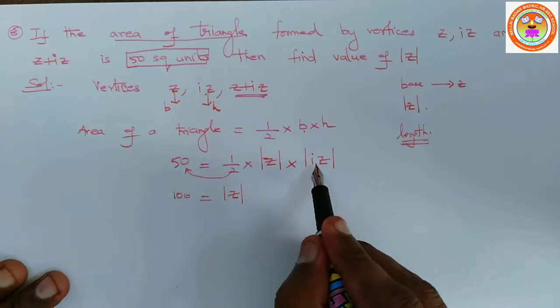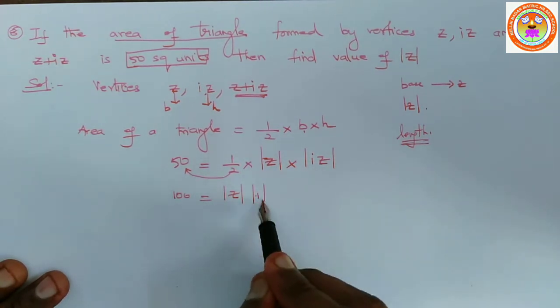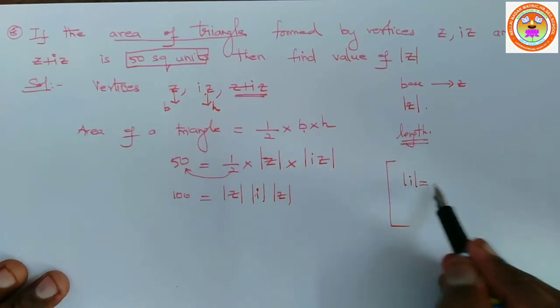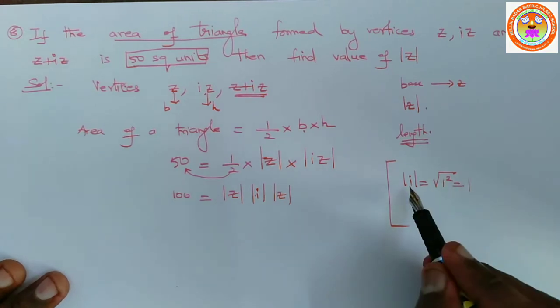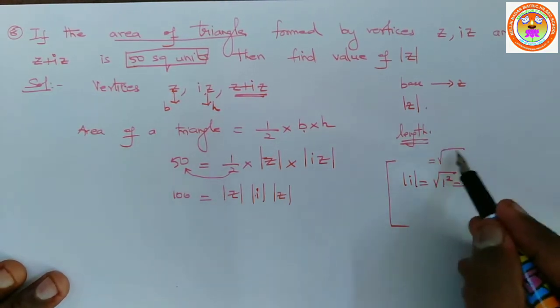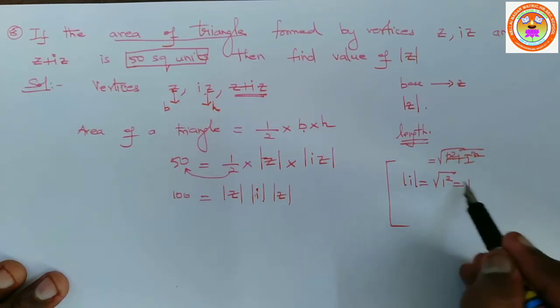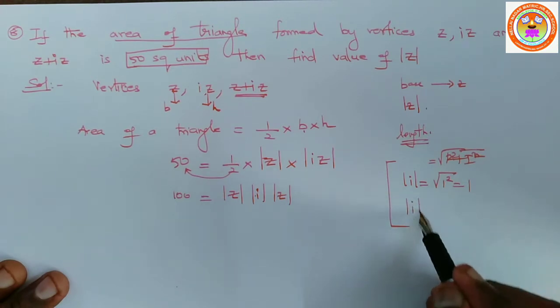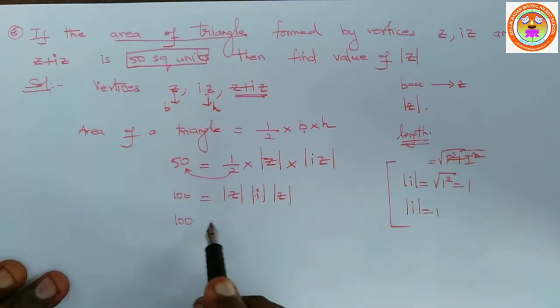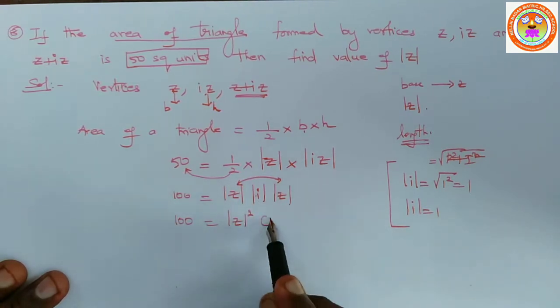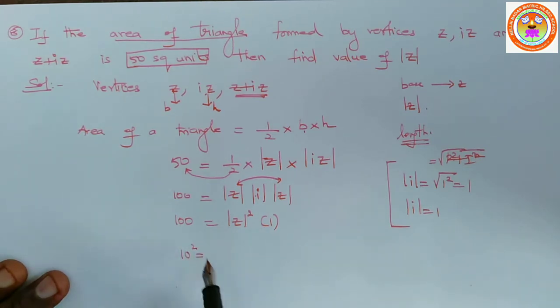Modulus of iZ, I can separate the modulus: modulus of i into modulus of Z. You know, modulus of i is nothing but square root of real square plus imaginary square. Real part is absent, imaginary coefficient is 1, 1 square is 1. So modulus of i value is 1. So 100 is equal to modulus of Z into modulus of Z, nothing but modulus of Z square, as the value of i is 1. The square comes to this side and becomes square root. Otherwise, 100 is nothing but 10 square, and 10 square is nothing but modulus of Z square.